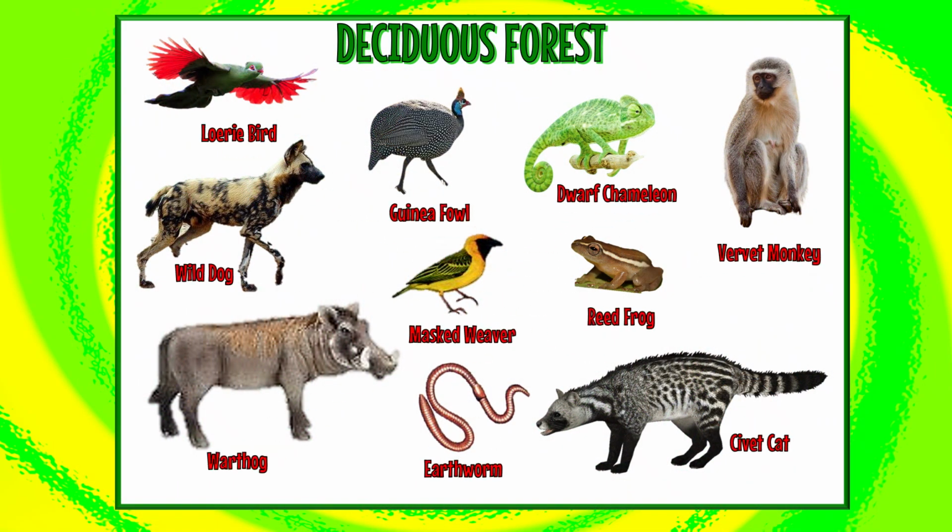Wow! The deciduous forest animals are so different. The lory bird, dwarf chameleon, vervet monkey, civet cat, masked weaver, warthog, pickergrill's reed frog, earthworm, wild dog, and guinea fowl are animals that inhabit deciduous forests.